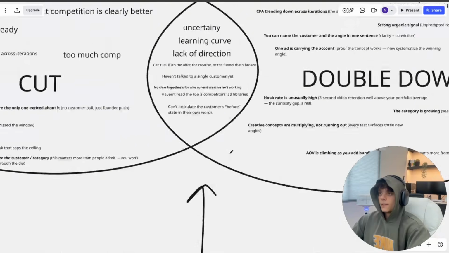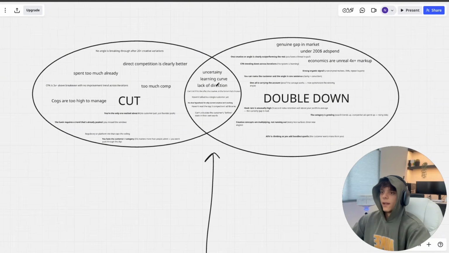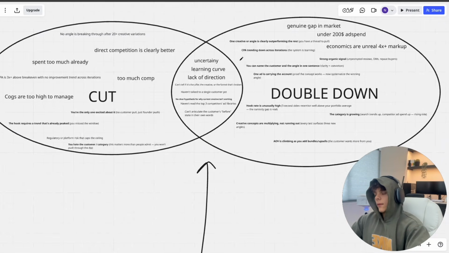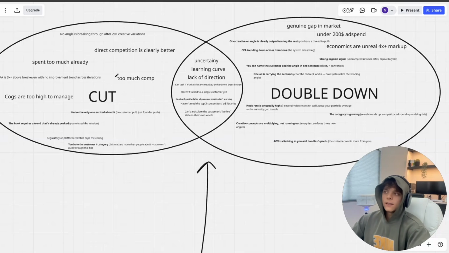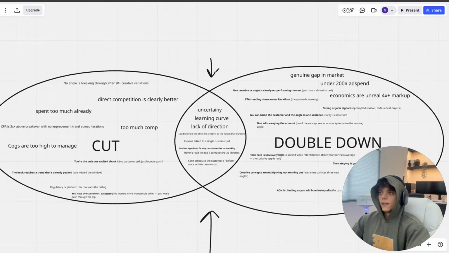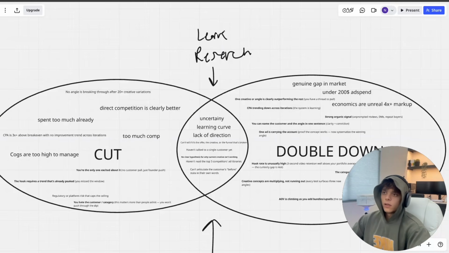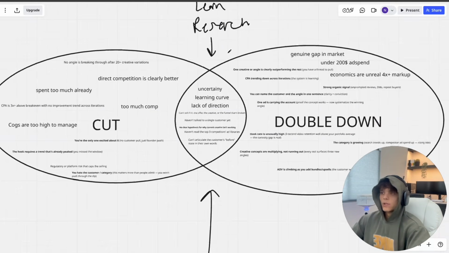That brings us to this Venn diagram that I made for you guys. On the left, we have cut. This means you're going to cut the product. If you're seeing signs like this, most likely it's a cut. This side is most likely double down. And in the middle, I'll write it down right now, you either need to do more research or you need to learn more about e-com, simply. One of those: learn more, do some more research, or work on your skills.